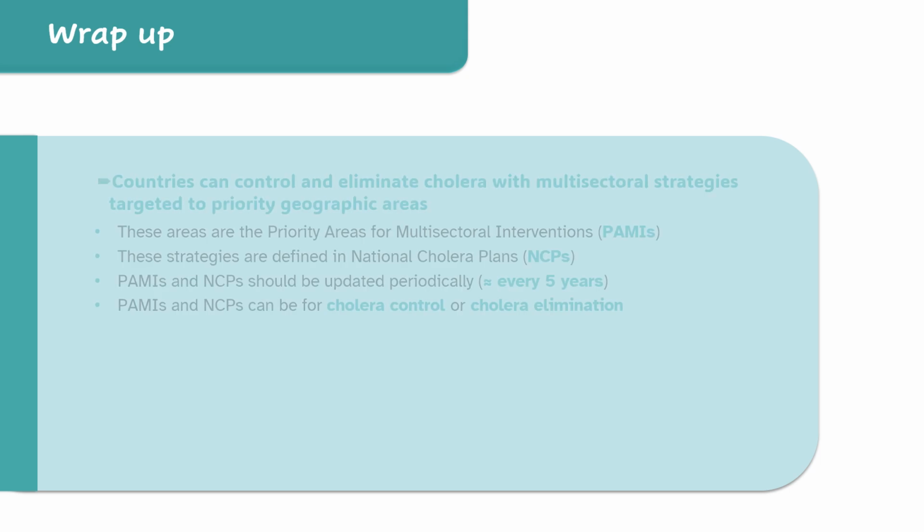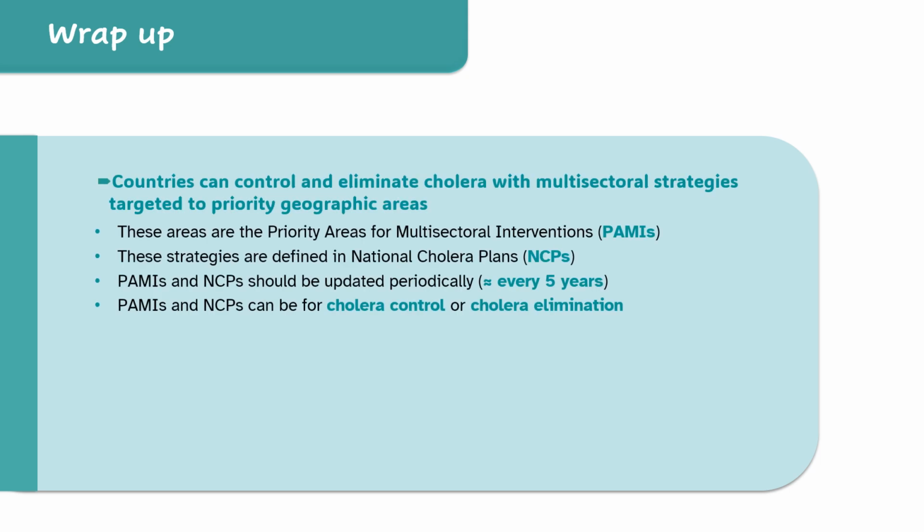As we wrap up this module, here are the important points to remember. Countries can achieve cholera control or elimination with multi-sectoral strategies spatially targeted to priority geographic areas. These geographic areas are the PAMI. These strategies are defined in NCP. The identification of PAMI and the NCP should be periodically updated. Typically, they are updated every 5 years.